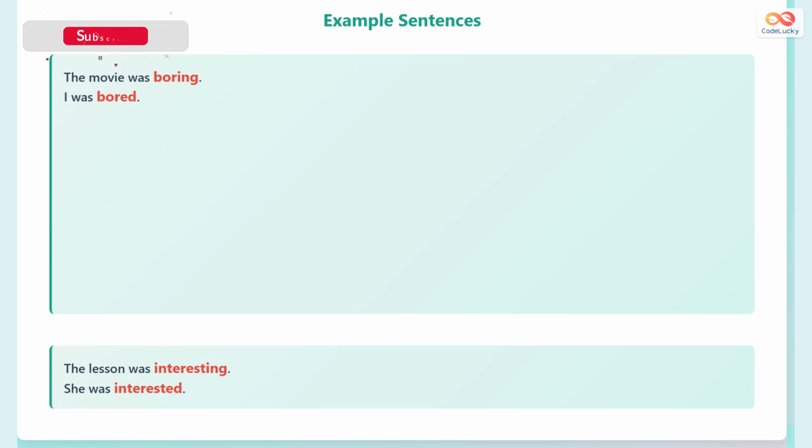In sentences, the difference between ing and ed adjectives is important. For example, the movie was boring describes the movie as causing boredom, while I was bored means you felt bored by the movie. Similarly, the lesson was interesting means the lesson caused interest, but she was interested means she felt interest.